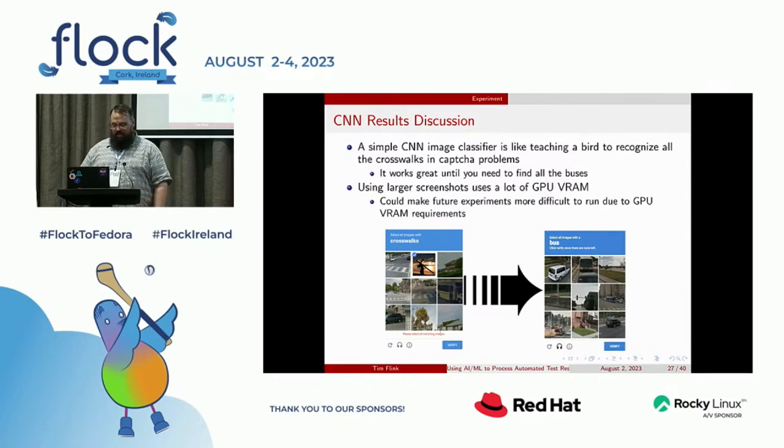As an analogy, if I have this network and I spent all this time training it on pictures to identify crosswalks, that's wonderful. But the next capture I get, I need to identify buses. It's not going to find anything. So that's kind of where we're at. This experiment was an analogy to pointing it at OpenQA and saying, find all the sidewalks. Which is great if you're looking for sidewalks, but that's not all the time.